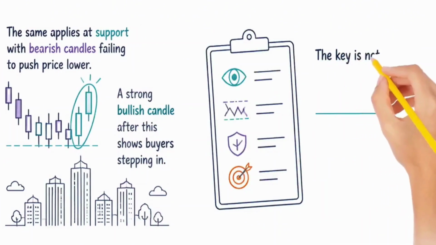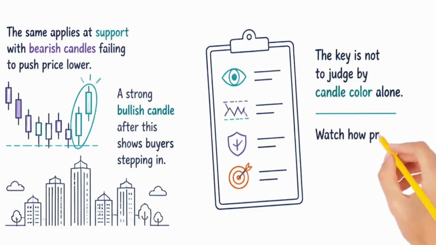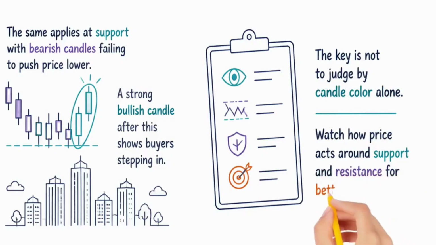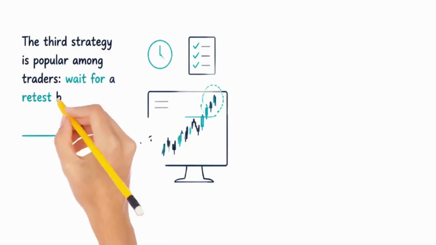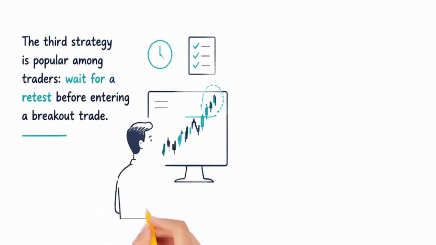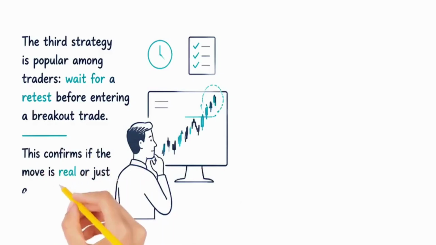The key is not to judge by candle color alone. Watch how price acts around support and resistance for better trade decisions. The third strategy is popular among traders. Wait for a retest before entering a breakout trade. This confirms if the move is real or just a pause.